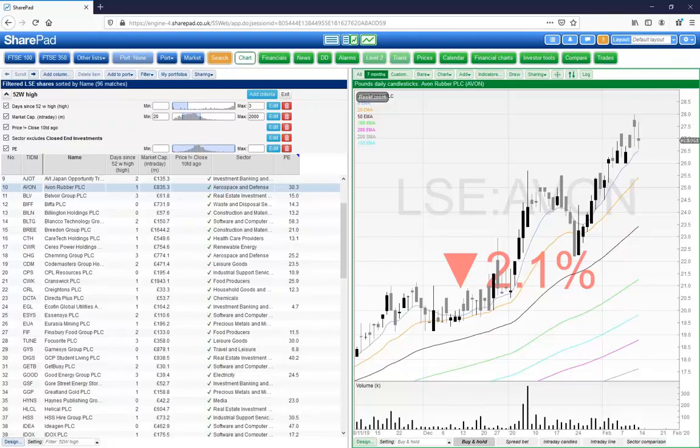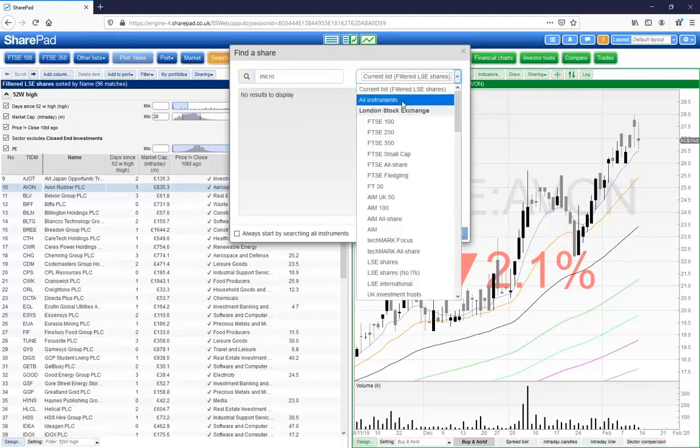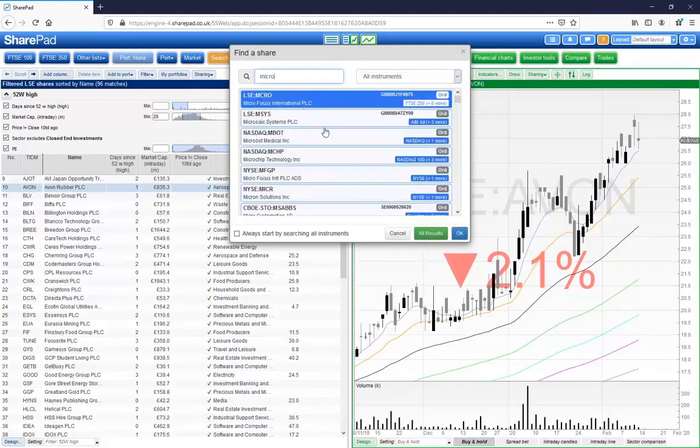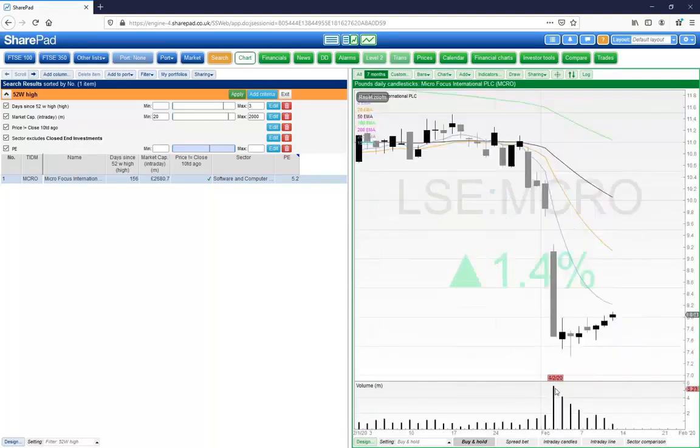So Colin, let's go back to Micro Focus. We'd have to put it on all instruments. Micro Focus. So we can see there's a gap down there. I assume there was a big profit warning or something bad's happened. It's happened again recently. A lot of volume, that's never good, because when you see big volume on a down day, it's likely institutions are probably selling.